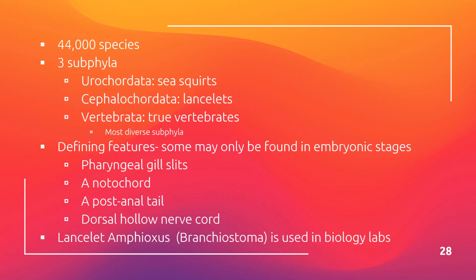A few of the defining features of chordates are pharyngeal gill slits, a notochord, a postanal tail, and a dorsal hollow nerve cord. Some of these features can only be seen in embryonic stages, such as a notochord in humans, and the lancelet brachistoma is one of the few living genera of lancelets, and they're used a lot in biology labs.